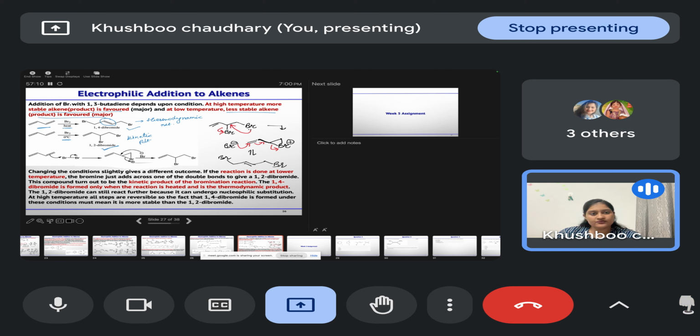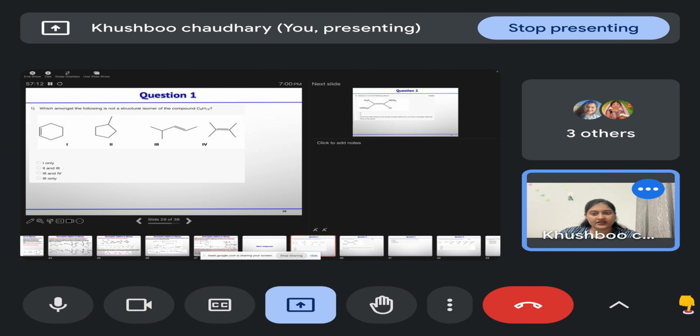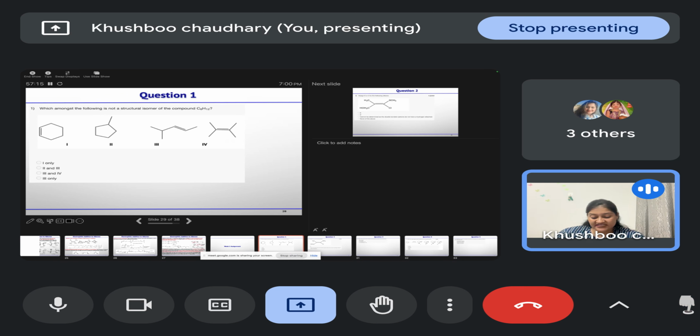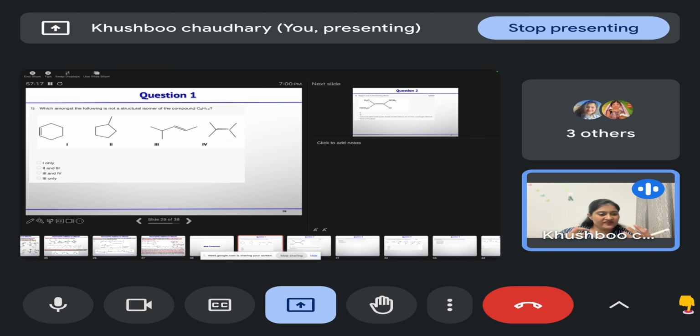Now let us come towards the questions. So this is your first question. You will answer first and then we will discuss. Which among the following is not a structural isomer of the compound C6H12? Find out the molecular formulas of all the compounds and then decide which one of these is not a structural isomer, having the same molecular formula but a different structure.